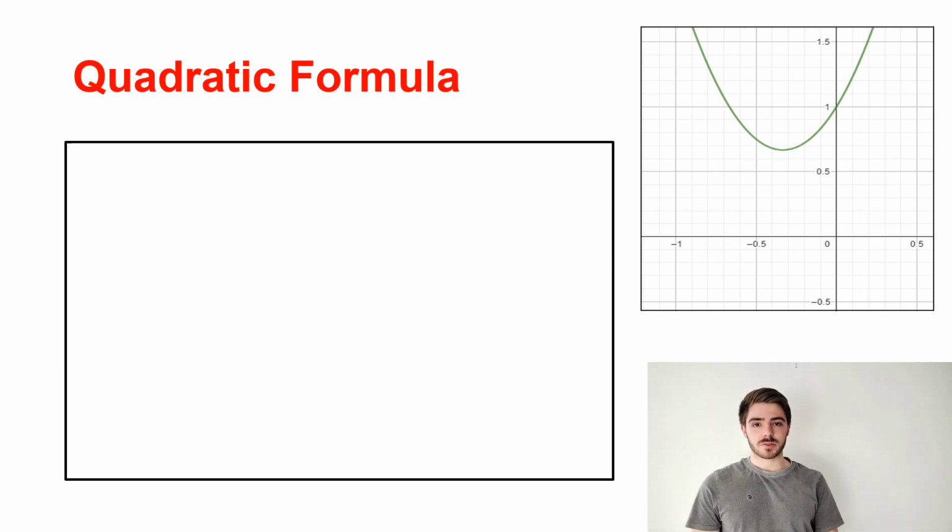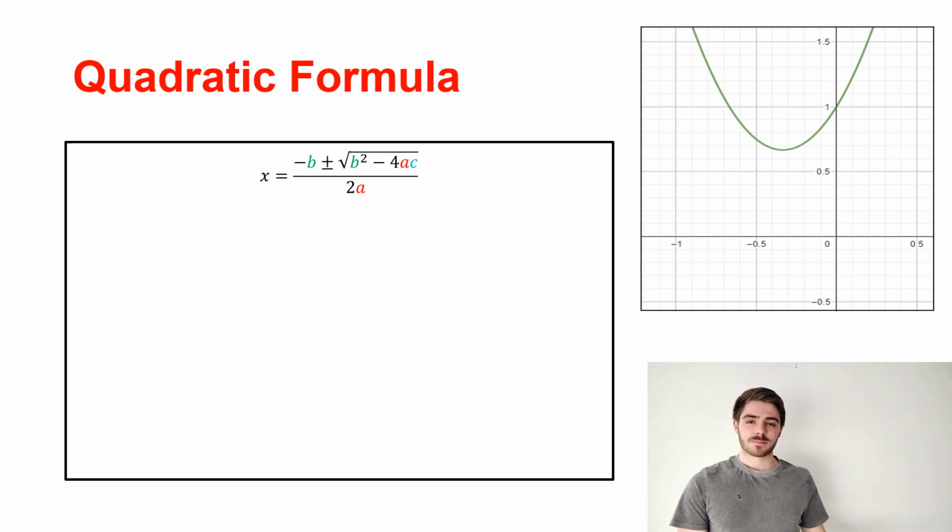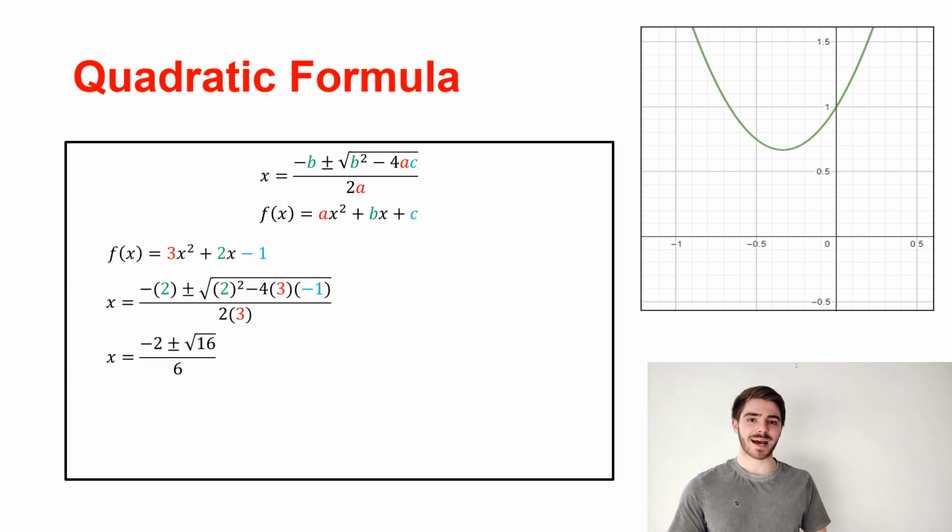Well, when all else fails, we can use the quadratic formula. The quadratic formula is as follows. This assumes that your polynomial is in the general form ax squared plus bx plus c. When we substitute the coefficients of the quadratic into this formula, one of two things is going to happen. If the quadratic has x-axis intercepts, it'll tell you where they are.